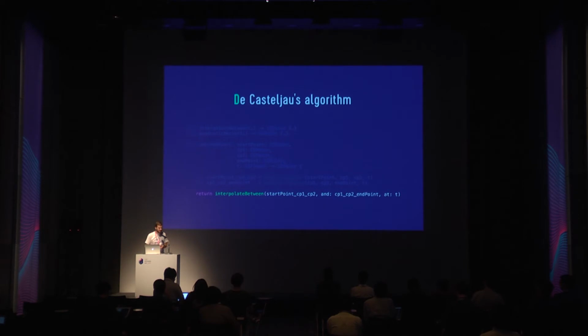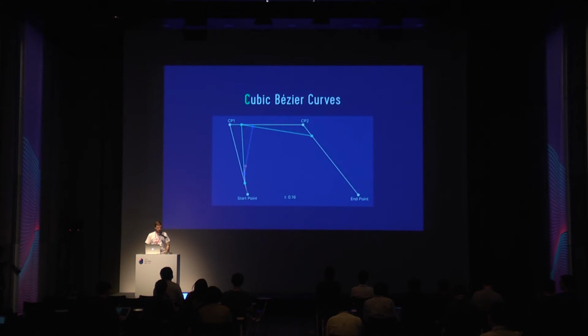I think you can see a pattern here, right? We could have written this as a recursive method, but I think this way it's maybe a bit easier to see. And in the end, we interpolate between those, and we get the final point we're looking for. So now we know how Bezier curves are described.